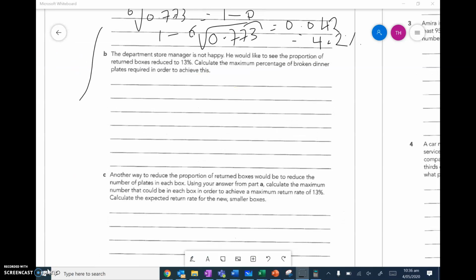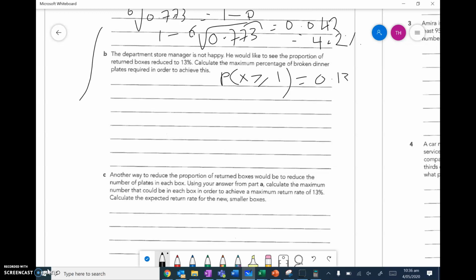Okay, next week's question. The department store manager is not happy. He would like the proportion of returned boxes reduced to 13%. So remember, a returned box was when at least one was broken. So the probability that x is greater than or equal to 1 is going to return your box. So you know that is 0.13. So you need to work out the probability that x equals 0, because that's the only way the equation will work, and that equals 0.87.